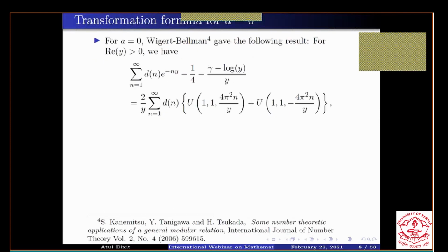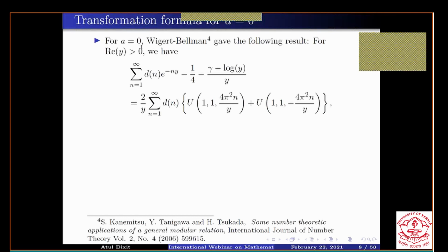But for a equal to 0, we have a result due to Wigert and Bellman, and that actually goes back even before, to Wigert, in a different equivalent form. So I will actually express. Okay, I'll discuss this later. There is work of Wigert, but right now you look at this, a equal to 0.